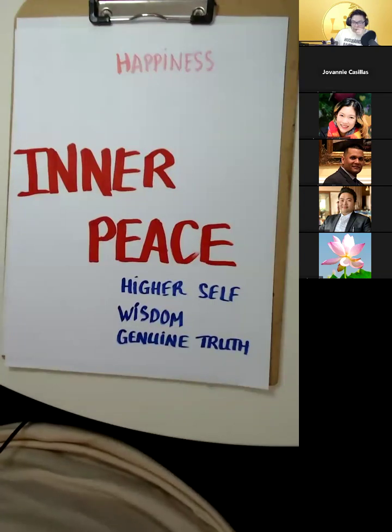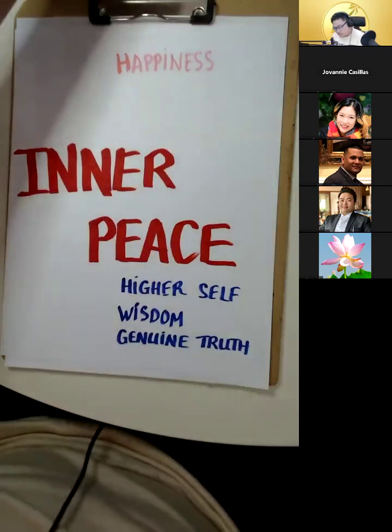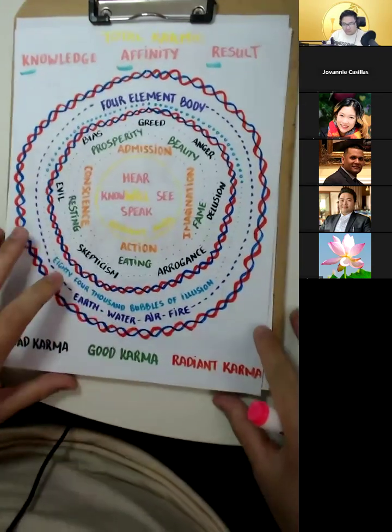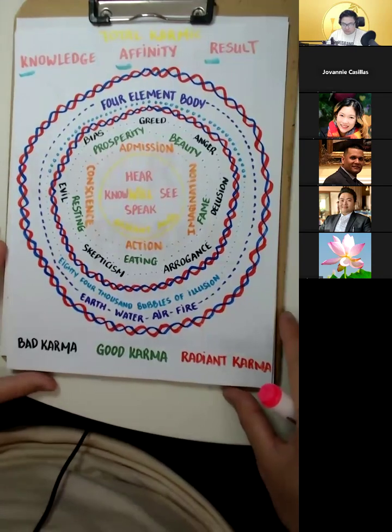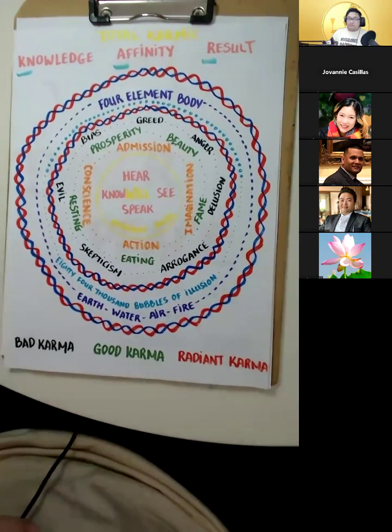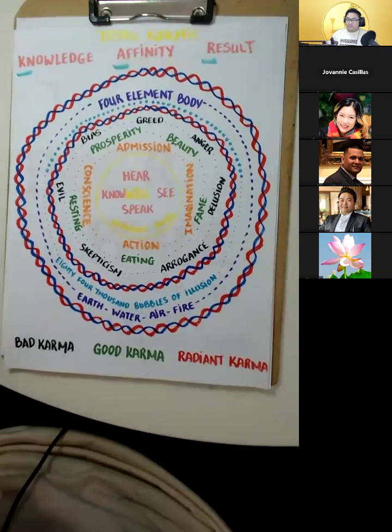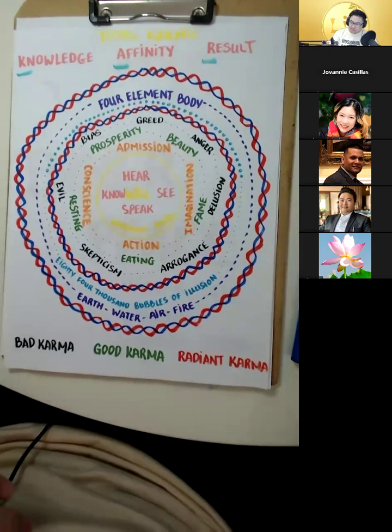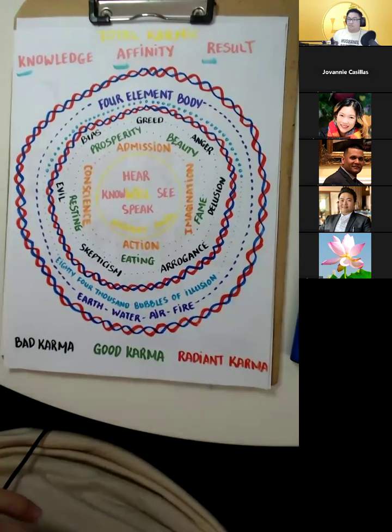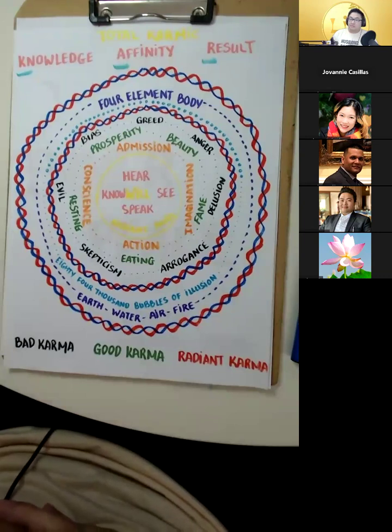Now, if you were to go back to the other diagram, yep, right there. You have will in the middle, and our only power is the will. The will is our choice. So if that's our power, what are we choosing to hear? What are we choosing to know? What are we choosing to see? What are we choosing to speak?